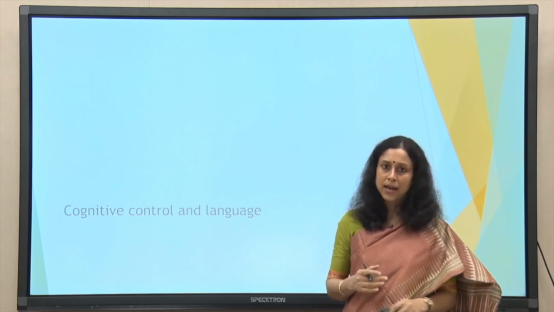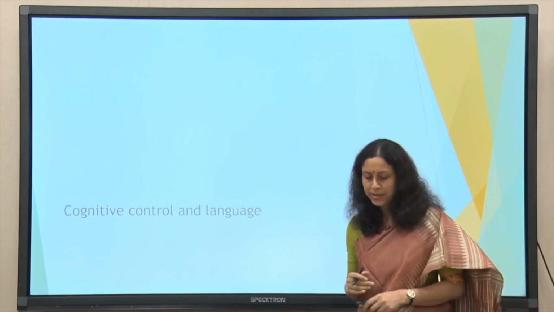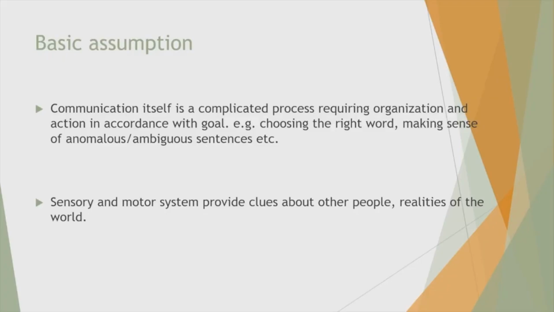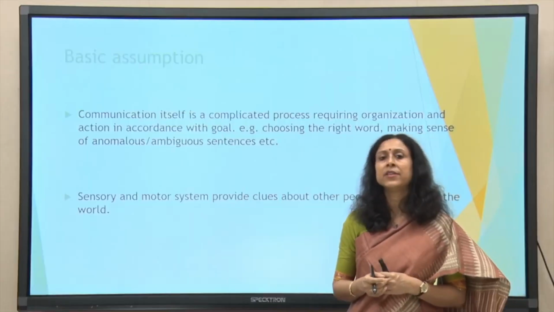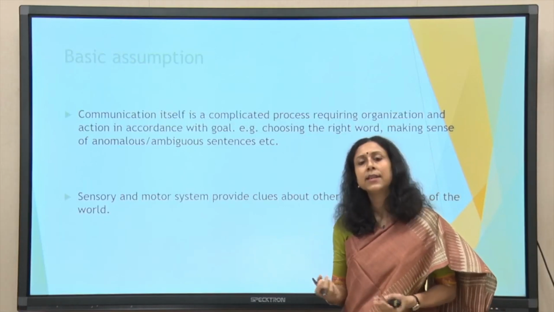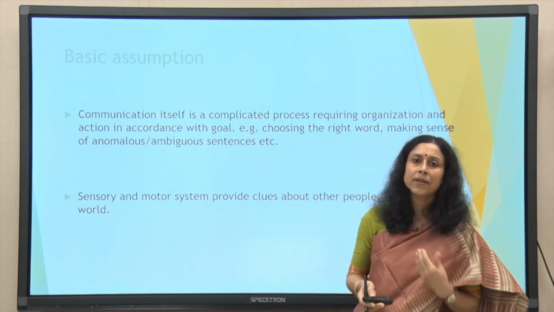Now, this is the background of cognitive control or executive function as we have just seen. Now, cognitive control with respect to language is what we are primarily interested in. Now, why language? One of the basic assumptions is that communication itself is a complicated process. This is not a simple thing. Though we take it for granted, as I have mentioned in the introduction, that communication, speaking, being understood, are taken for granted, often it does not work that way. We do not notice, but it is a very complicated process.